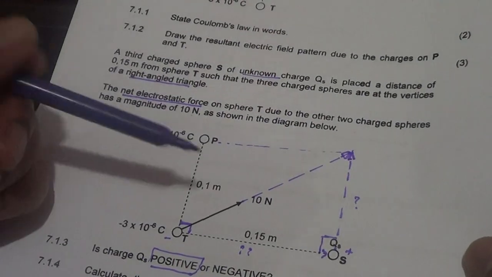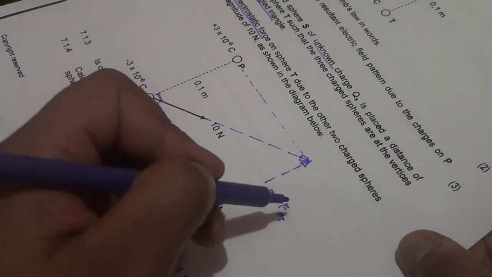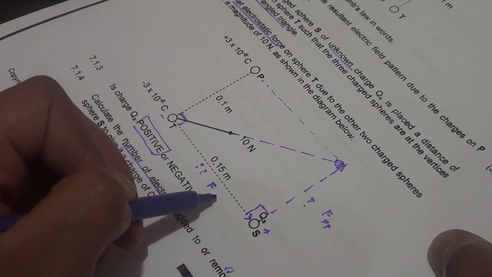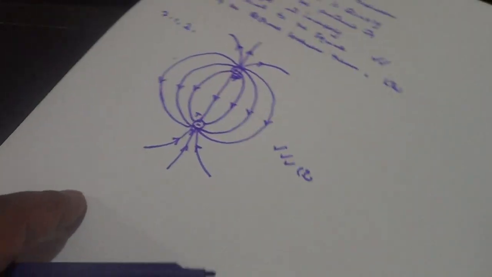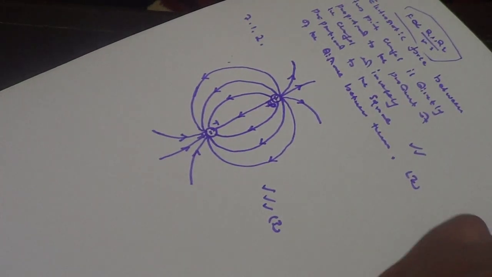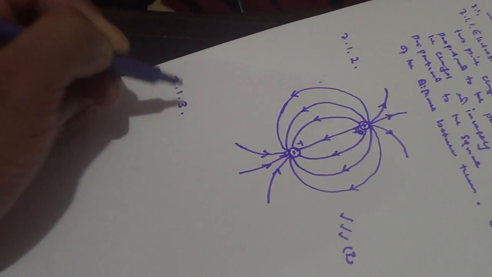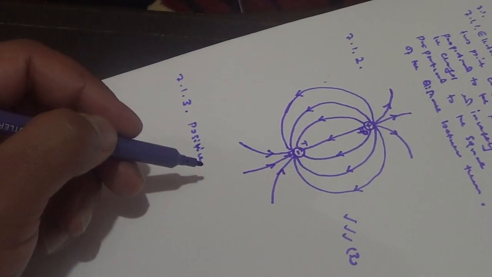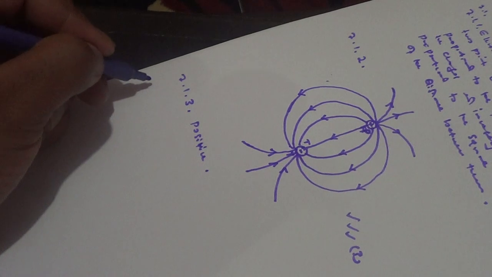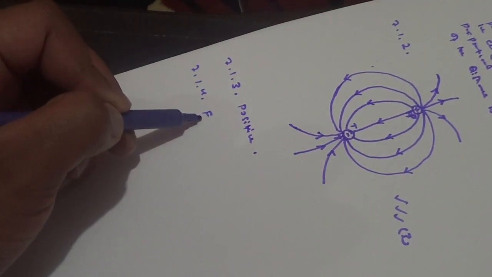Bit of a situation there to work with. So let's first find the electrostatic force between P and T. I'm just going to call it F_PT. And then I'm going to also look for F_TS, or F_ST. So first off, let's look for that one. For 7.1.3, we said this is a positive charge. Okay, it's positive. It didn't say explain. Now 7.1.4. What we want is the electrostatic force between P and T.